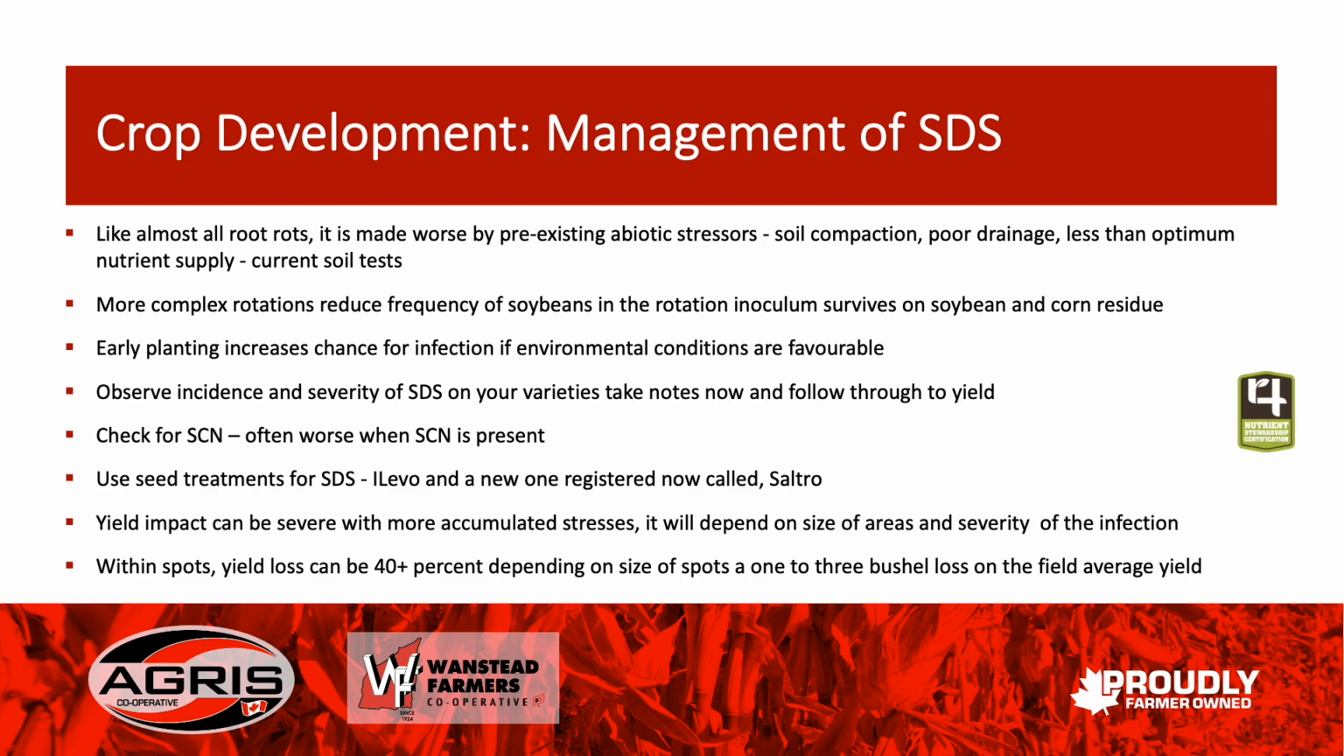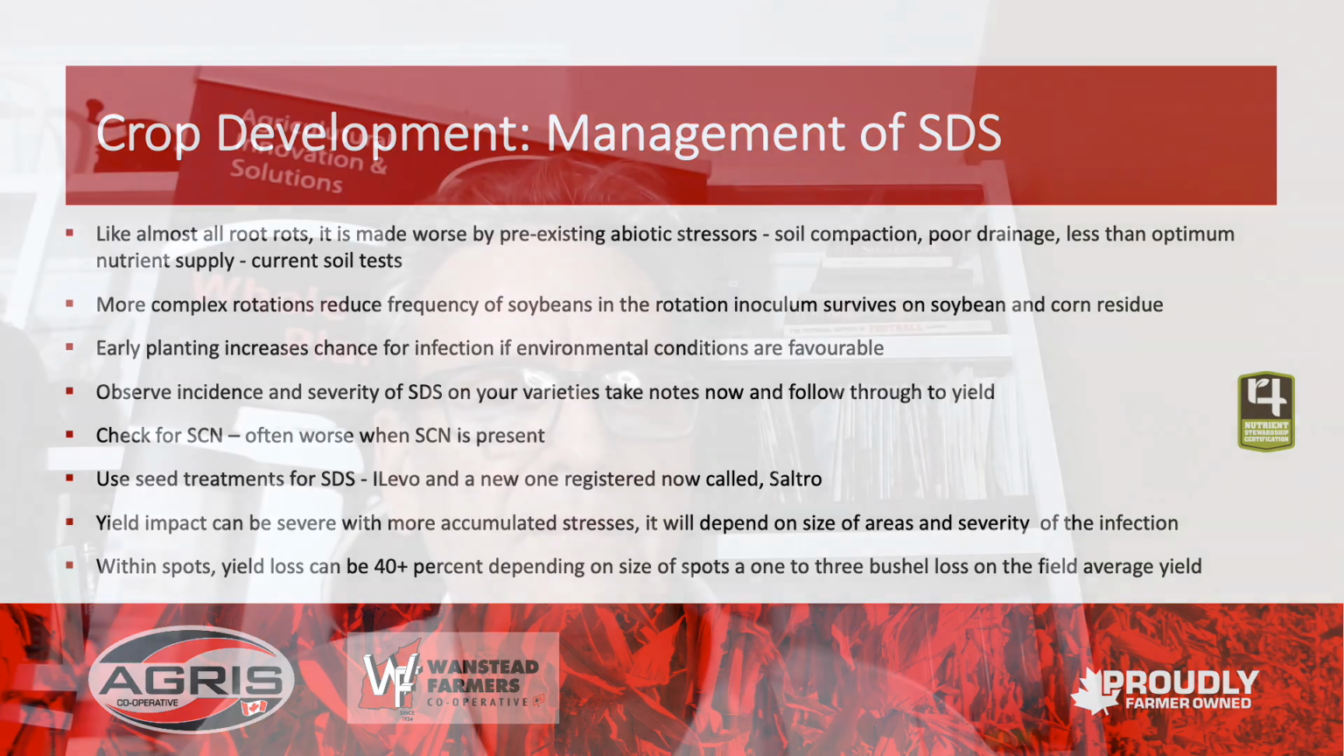Yield impact will be more severe with accumulated stresses, and it'll depend on the size of the areas relative to the field size. So within spots, you could have a 50% yield reduction, but depending on how many spots you have and the size of them relative to the field acres, you might only notice a 1 to 3 bushel average yield decline in the field.